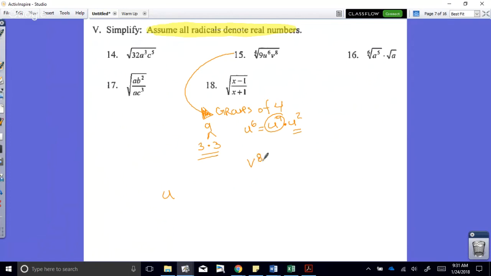Then I have a v to the 8th, which is a v to the 4th times v to the 4th. This time there are 2 groups of 4, so v to the 2nd comes out. If it doesn't have a group of 4, so we said that 3 times 3 are 9, then it's stuck inside the fourth root for that one.